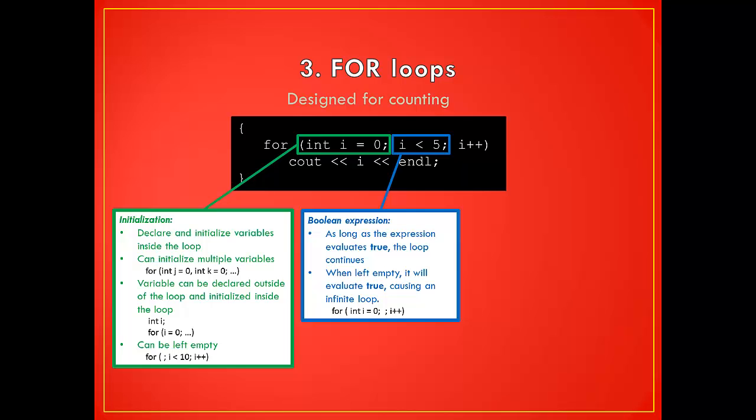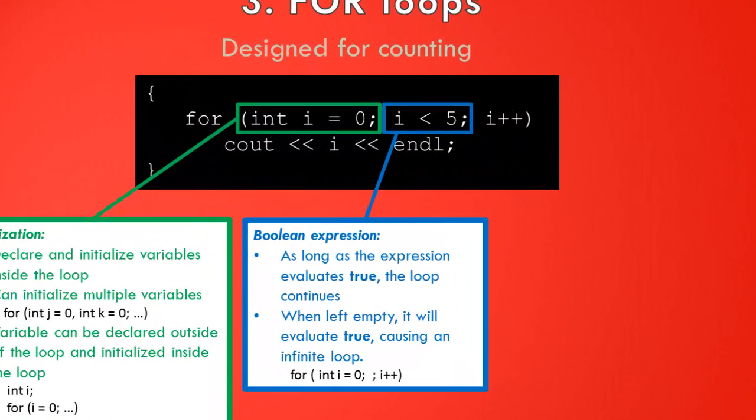Next comes the Boolean expression. This can be any expression, and you do not have to use the same variable that you use for incrementing, although this is typically the case. The Boolean expression must evaluate true for the loop to continue. If this spot is left empty, it automatically evaluates true, causing the loop to continue on forever. This is called an infinite loop. When carefully handled, infinite loops can be useful, but usually creating one will cause your program to crash.